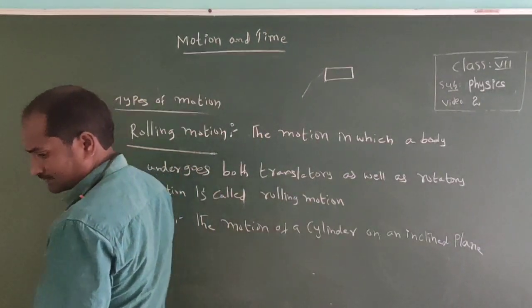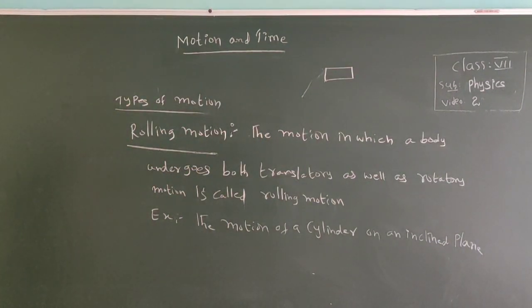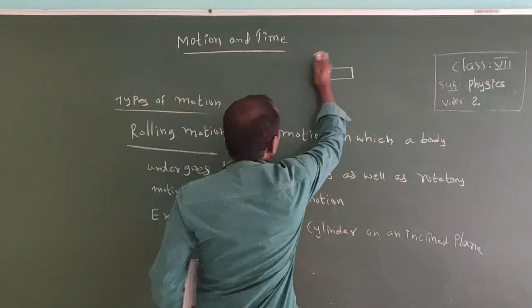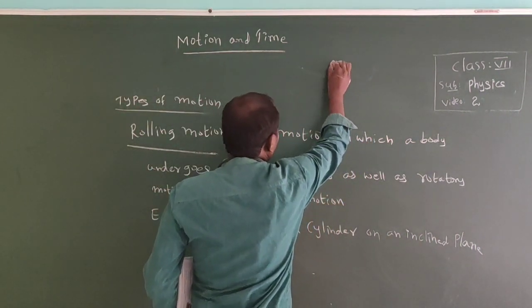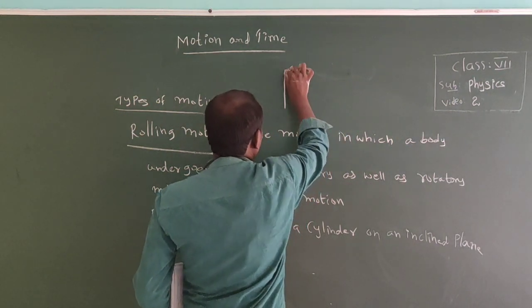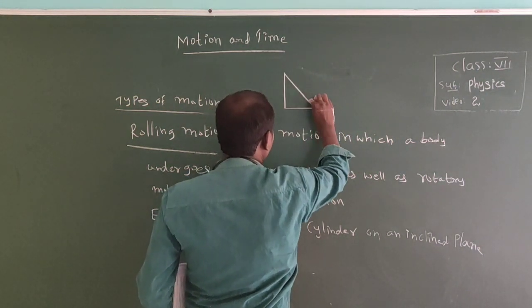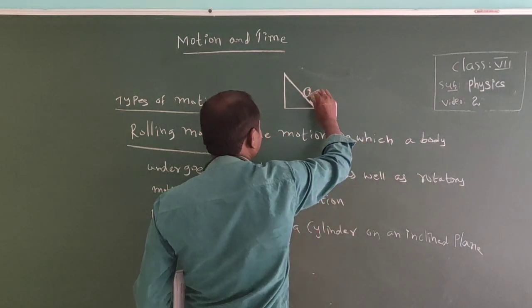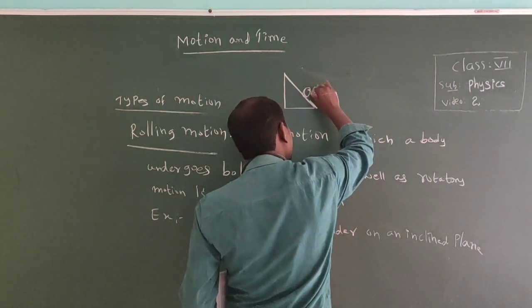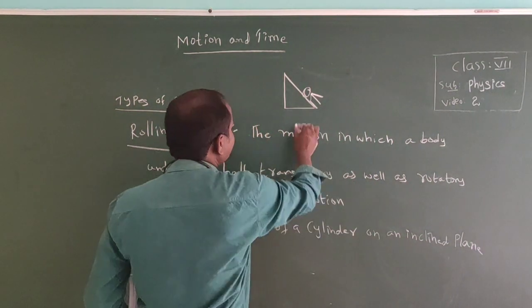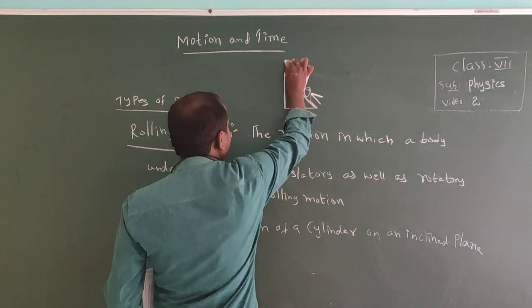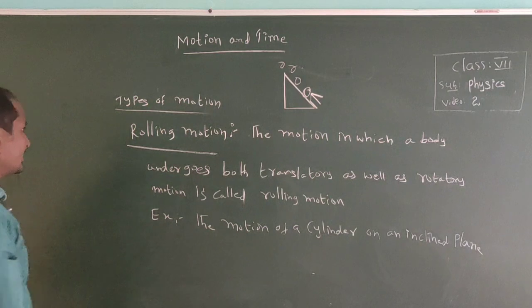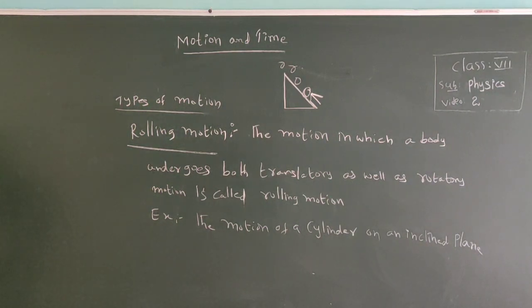It is an inclined plane. It is the object. Now we apply a force in the vertically upward direction. Now it is rolling like this, like this. Okay, it is an example of the rolling motion. The motion of a drill machine is also a rolling motion. Okay. Next.